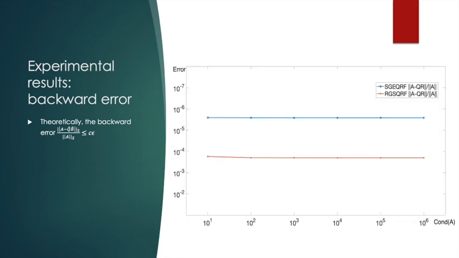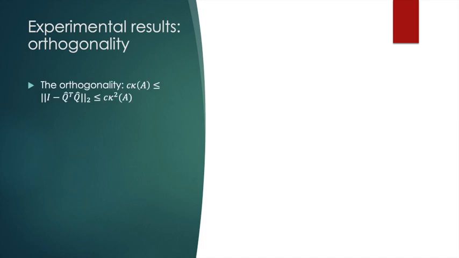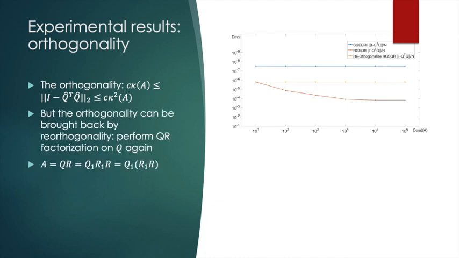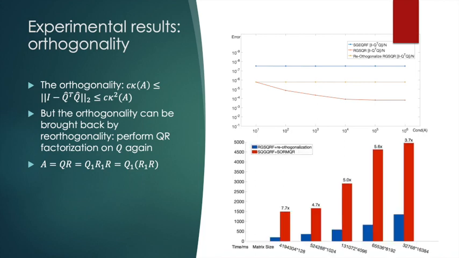When it comes to orthogonality, things become different. Theoretically, the orthogonality is highly related to the condition number. Actually, it's greater than C times the condition number and less than C times the condition number squared. The red line in this figure shows that the orthogonality is close to C times the condition number. Fortunately, the loss of orthogonality can be brought back by re-orthogonalization. That is, perform another QR factorization on Q. In this equation, Q1 becomes the new Q.